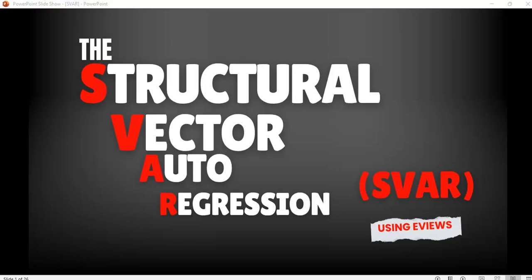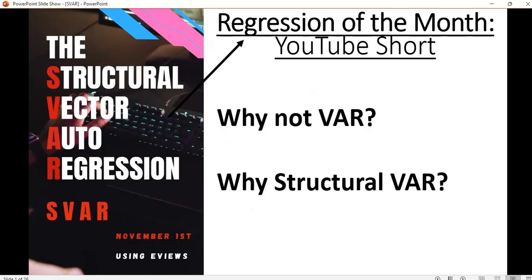We're going to be looking at the structural vector autoregression using Eviews. A week ago we talked, through the YouTube short, about how to carry out a structural vector autoregression using Eviews. And the question we asked ourselves is: why not just use the vector autoregression? Why do we have to use the structural vector autoregression?